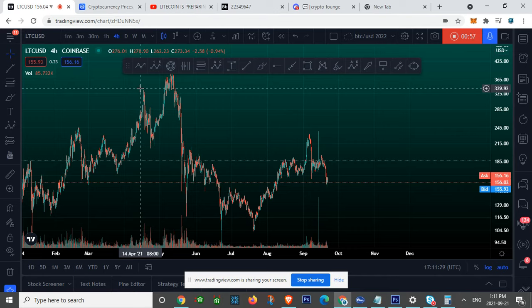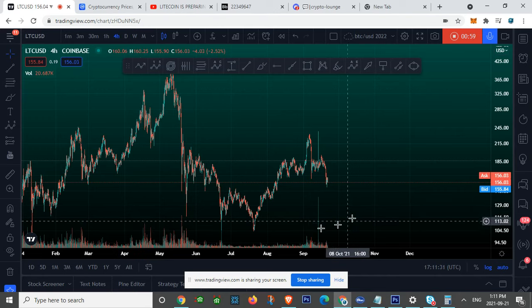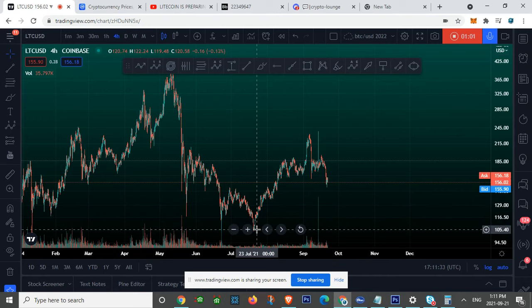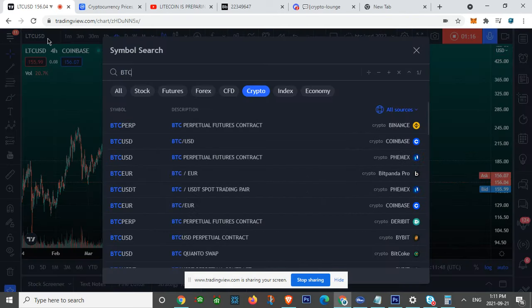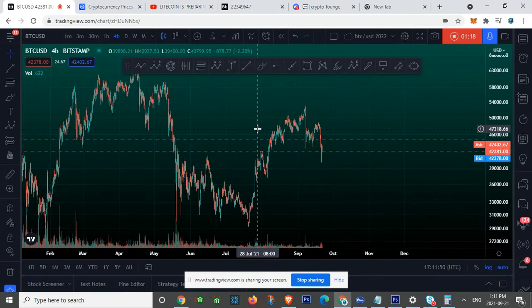So, looking at Litecoin, it's a bit complicated to analyze with this double bottom. So what I'll do is analyze Bitcoin and Ethereum to give us an idea of what's yet to happen with the whole entire cryptocurrency market. This includes Litecoin, XRP, ADA, you name it. So I'm going to start off by looking at the Bitcoin against the USD chart.